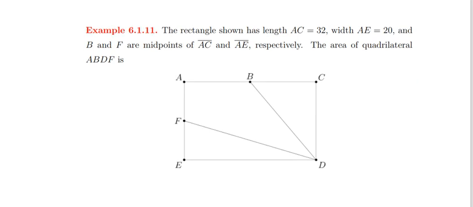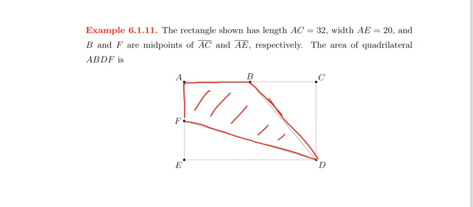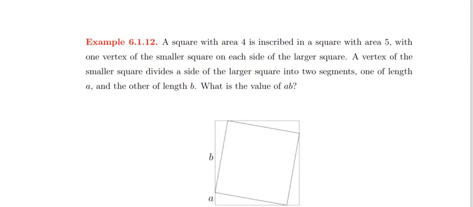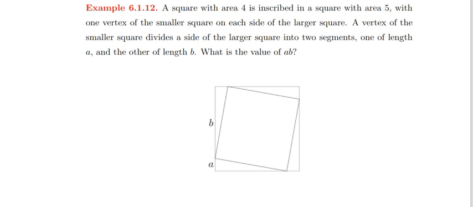So for this problem, also the same idea, easy. Like we want to find this ABDF area. So this area equals rectangle minus this right triangle. Such a problem by now is easy for us. Okay, so now let's check this problem.